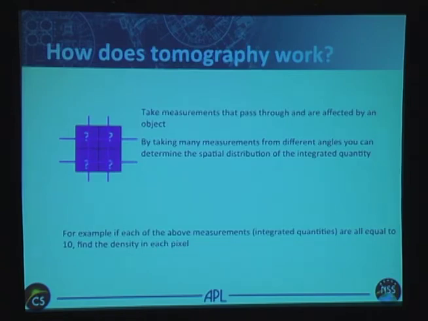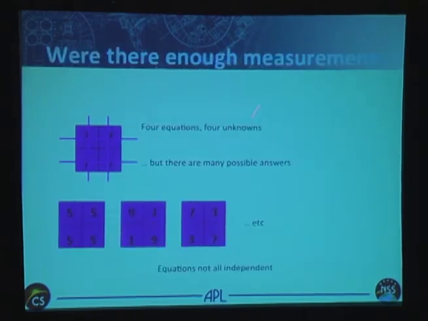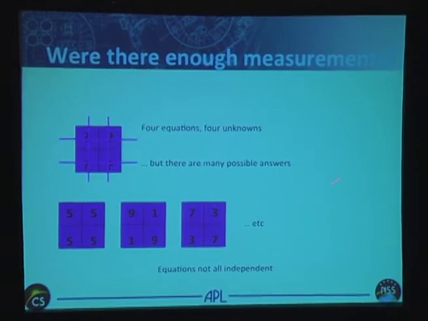Do we now have a solution to tomography? 4 equations, 4 unknowns, but unfortunately not. There are a lot of different ways that you could put values in those 4 boxes and come out with 10, no matter which horizontal and vertical direction you went. It's because the measurements were not all linearly independent. So even though you took 4 measurements from different directions, they're not linearly independent. So this isn't quite good enough.